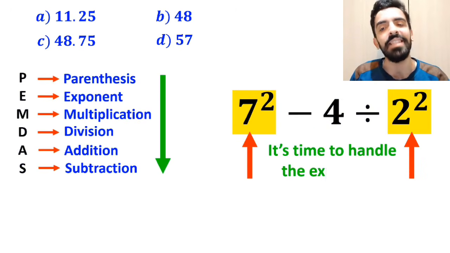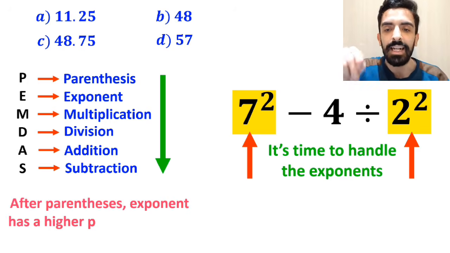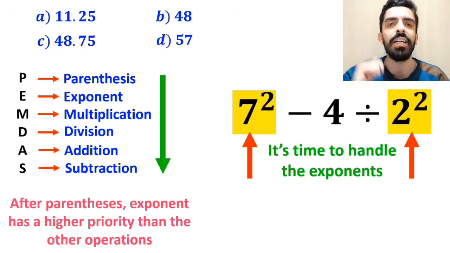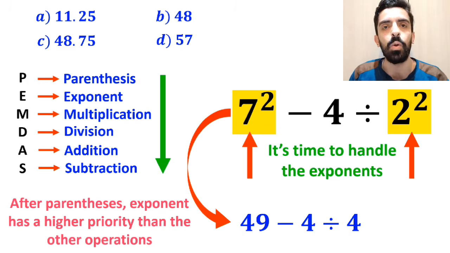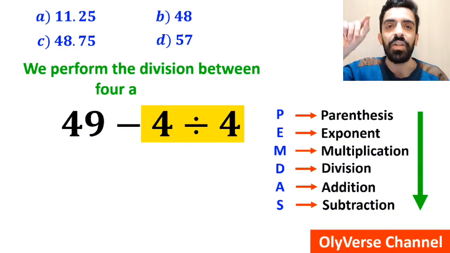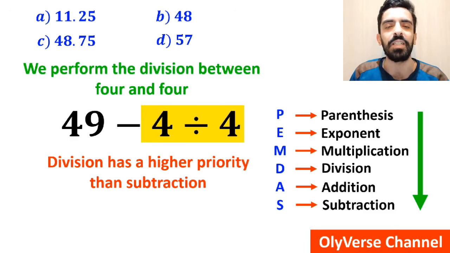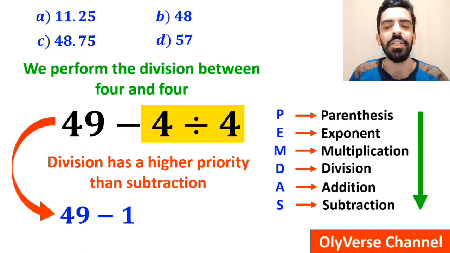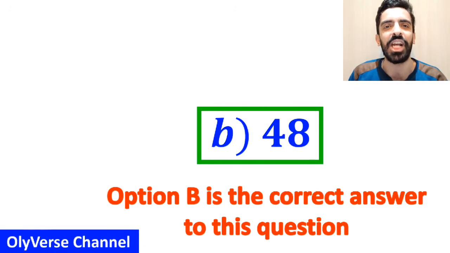Next, it's time to handle the exponents, because according to the PEMDAS rule, after parentheses, exponent has a higher priority than the other operations. So, we can write this expression as 49 minus 4 divided by 4. And the final step, we perform the division between 4 and 4, because division has a higher priority than subtraction. So, this expression simplifies to 49 minus 1, which finally gives us the answer 48. That's great. Option B is the correct answer to this question.